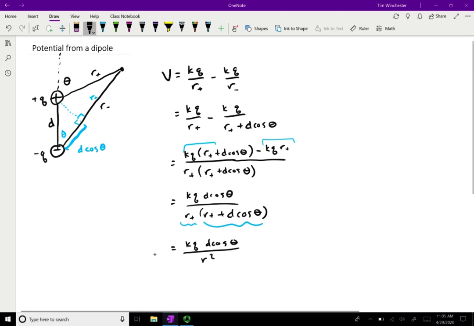So this is an expression for the potential due to a dipole. In and of itself, that may not be that interesting for you. But let's compare it to the potential for a point.